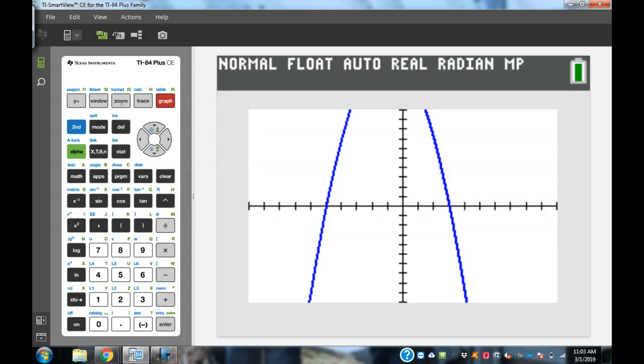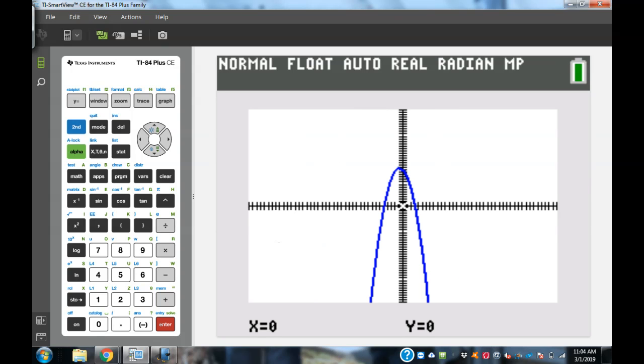If I zoom out, and the way you can do that is hit zoom, and then the number 3 says zoom out, and just hit enter, and it'll zoom out. That looks kind of similar to where I'm at. It's like the graph I drew. It opens down, fairly skinny.